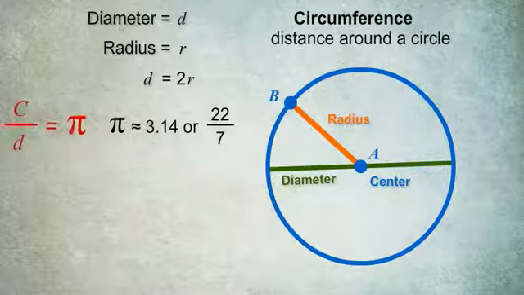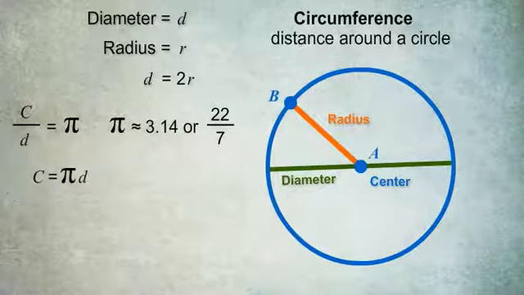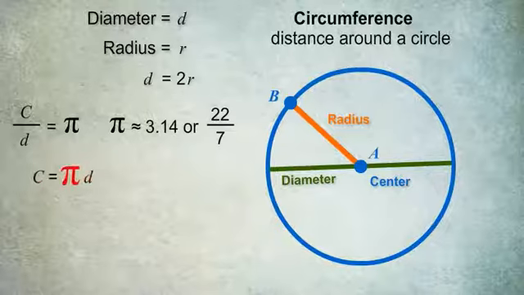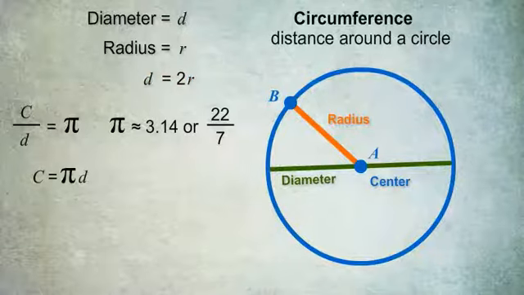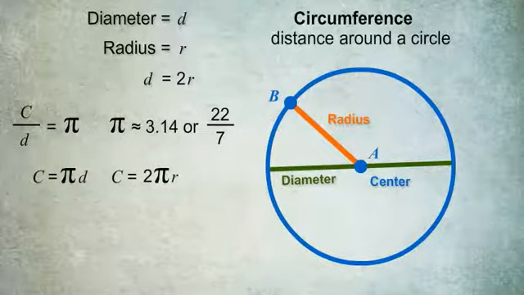The ratio can be rewritten to isolate c, giving you an easy way to find the circumference if you know the diameter. You can calculate the circumference by multiplying the diameter by pi. And, since the diameter is twice the radius, if you know the radius, you can calculate the circumference by multiplying pi times twice the radius.